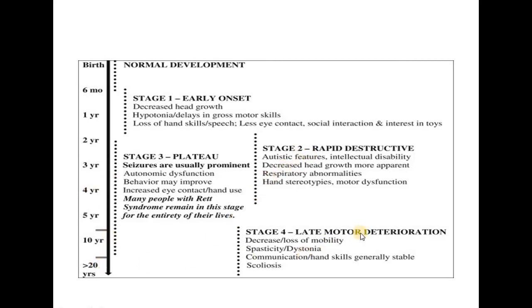between 10 to 20 years, there is late motor deterioration. So there is a decrease or loss of mobility you can see in the case of this child affected with Rett syndrome. And there is dystonia, that is spasticity, with communication and hand skills generally stable, and also scoliosis. These are the different stages of the child who is suffering with Rett syndrome.